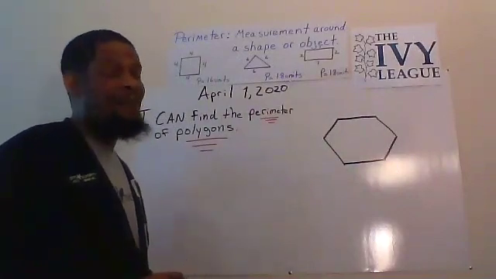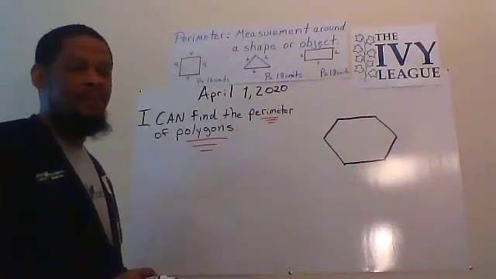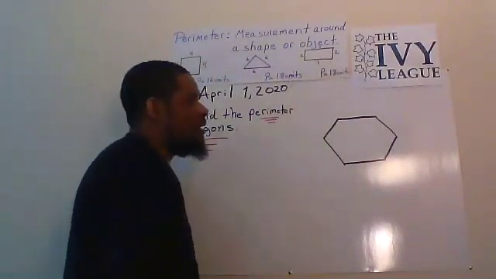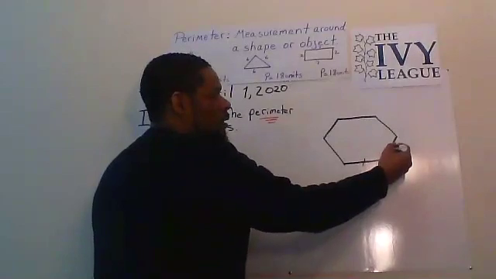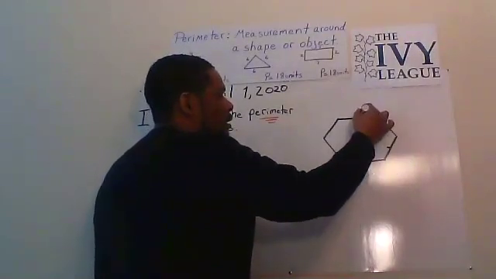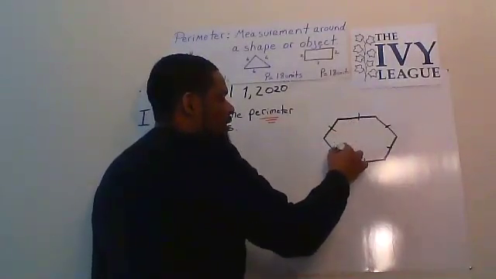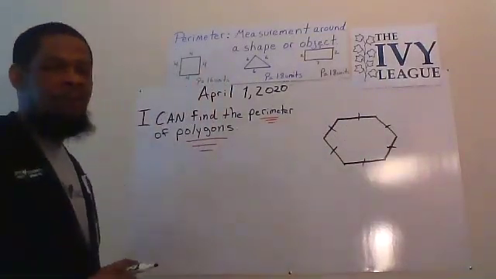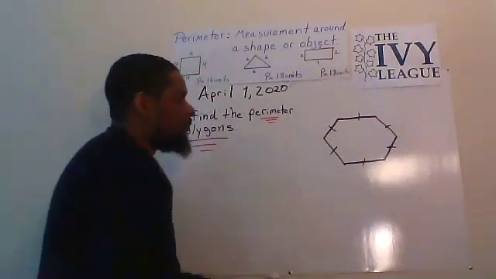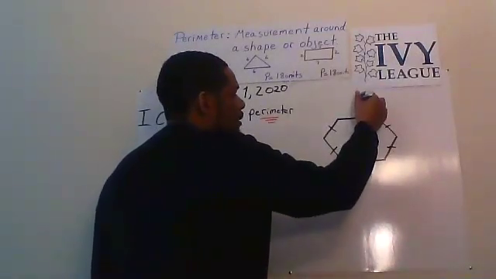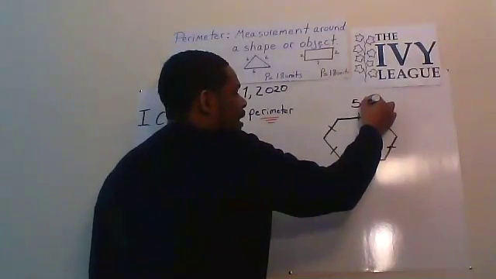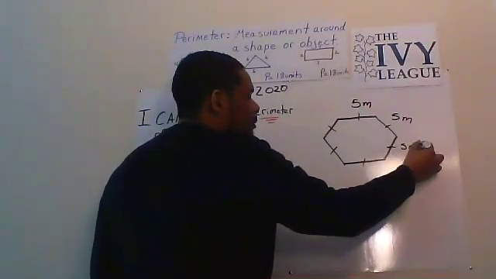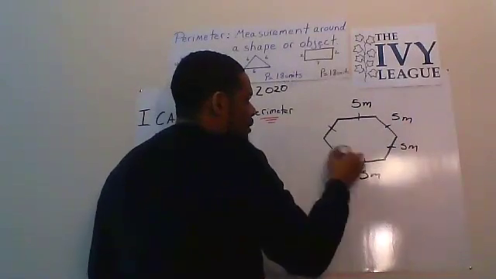And a hexagon has how many sides, class? 6. Let's be for certain that we have 6 sides on our polygon. Count with me. 1, 2, 3, 4, 5, 6. Excellent job. Now I'm going to label the side length of this hexagon. Let's say each side length is 5 meters.